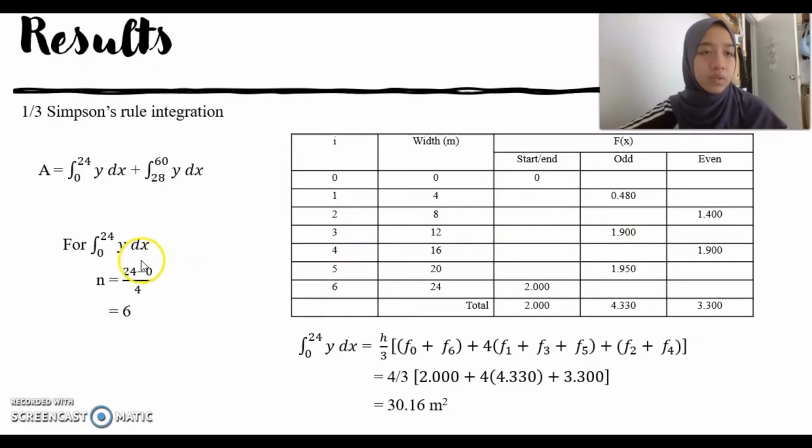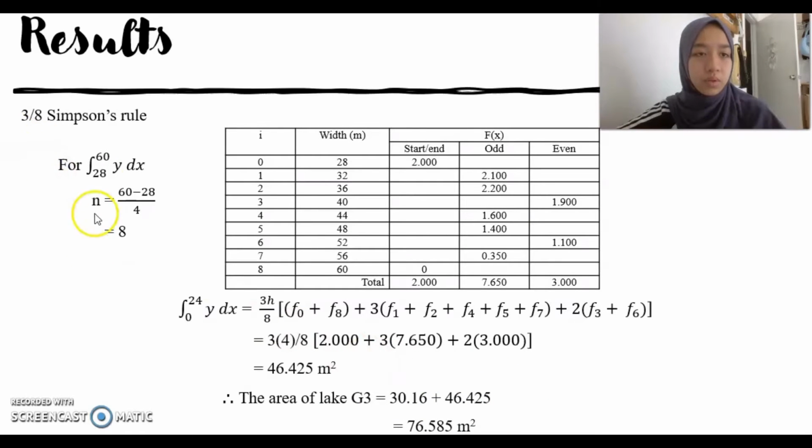For our calculation, we use the 1/3 Simpson rule first. From 0 to 24, the value of n is 6. So we calculate 0 until 6. We put the width and the depth for start, odd, and even. And this is the formula of the 1/3 Simpson rule. So we insert the total values of F0, F6, F1, F3, F5, F2, and F4. This is even, odd, and start and end. So we get the area is 30.16 meters square.